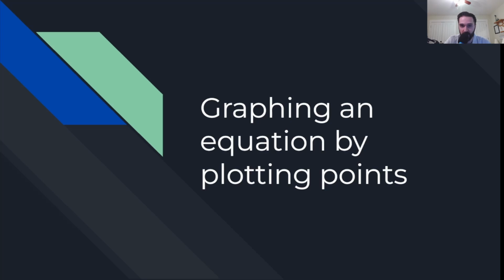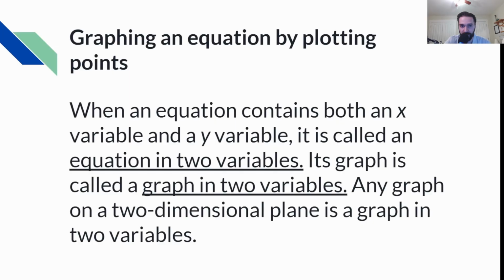Next, let's talk about equations. We can graph an equation by plotting points. But what does that even mean? What does it mean to graph an equation? Well, when an equation contains both an x variable and a y variable, it's called an equation in 2 variables, and its graph is called a graph in 2 variables. Any graph on a 2-dimensional plane is a graph in 2 variables. That includes the graph of lines, circles, ellipses, hyperbolas, and so on and so forth.